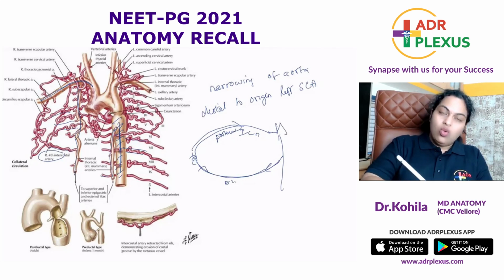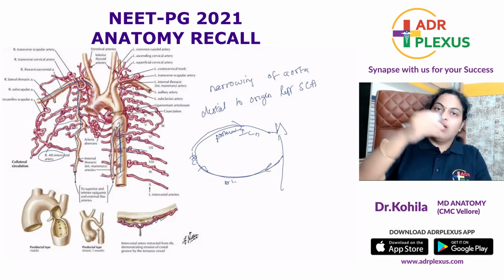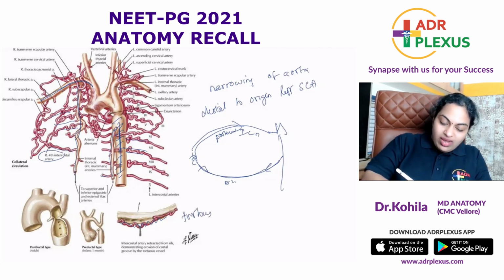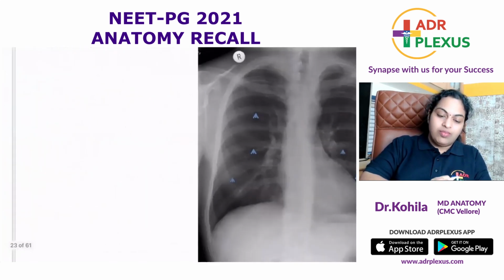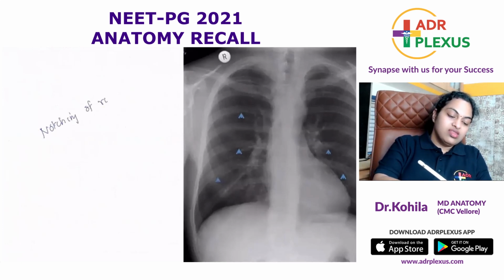Now, what is happening? A very typical feature noted is that these posterior intercostal arteries, which are reduced in size but are going to receive an increased amount of blood flow from the anterior intercostal arteries, become tortuous. Here you can make it out: these notches in the lower border of the ribs, which can be appreciated in the X-rays. Notching of ribs is very, very characteristic, typical of coarctation of aorta.